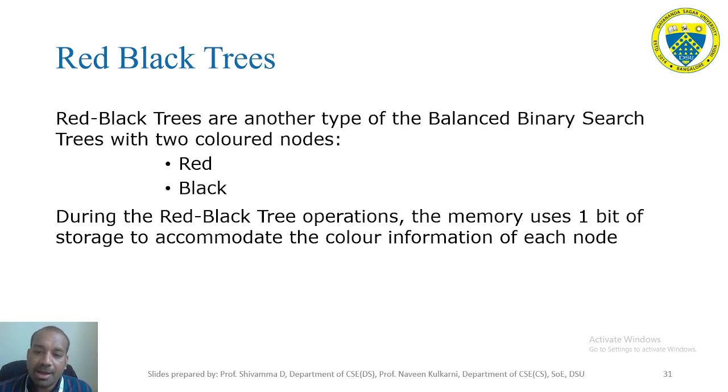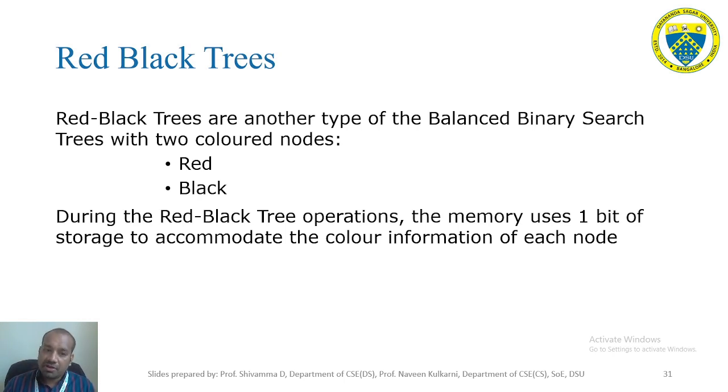Instead of a balancing factor, here the nodes of the tree are colored with reds and blacks. These reds and blacks are used to balance the height in the red black tree instead of the balancing factor that we have in the AVL tree. So the disadvantage of the AVL tree is that it is very complicated when we keep on doing the rotations, but it is very efficient in terms of searching.